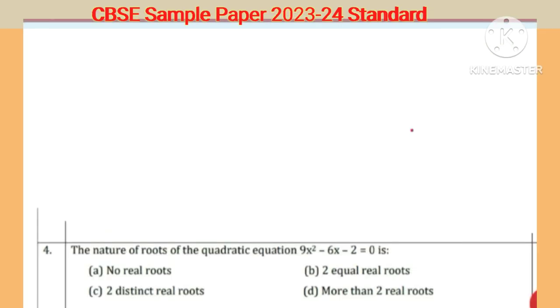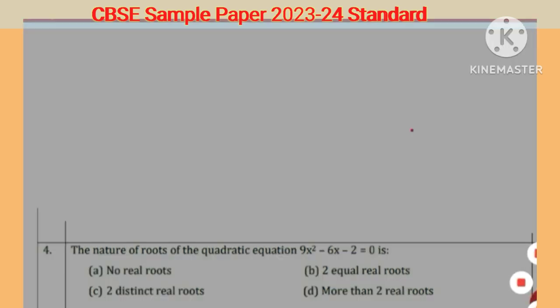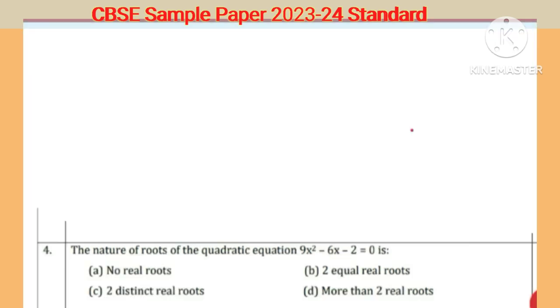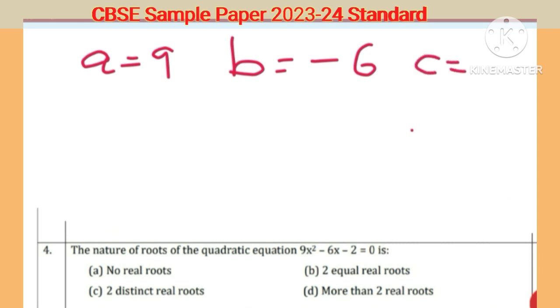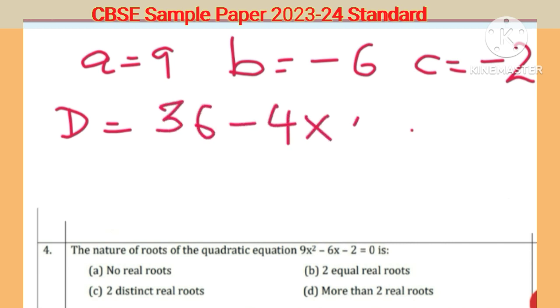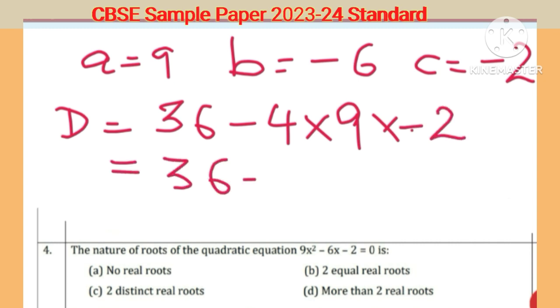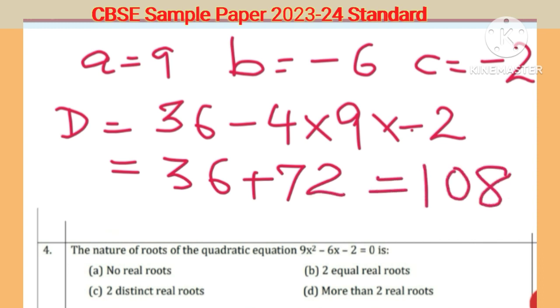Let's see question number 4. We need to find the nature of roots. For this we find the discriminant, for which a is 9, b is minus 6 and c is minus 2. So D will be b square, that is 36, minus 4 into a into c, which gives us 36 plus 72. So 108 is the discriminant. Now you see carefully, this discriminant is positive, hence C will be the right answer.